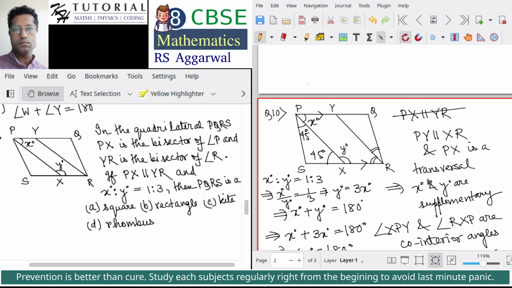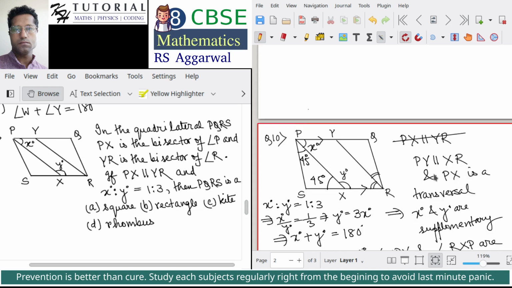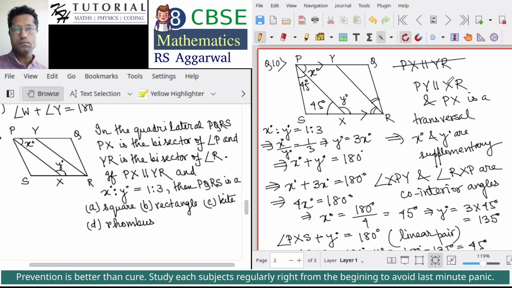Now, since PY is parallel to XR, this implies that PQ is also parallel to SR. So in the quadrilateral PQRS, we are having one pair of opposite sides parallel, and also P and S are 90 degree each.